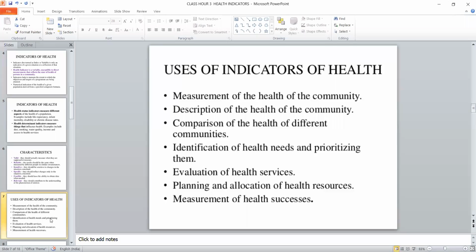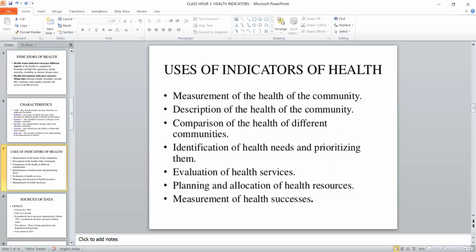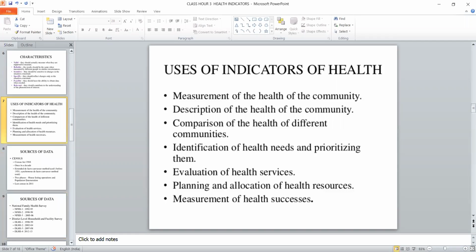The last one, we are able to measure the health successes. How many operations are successful? The indicator only can tell us. What type of treatment we should take is based on the health indicators. So these are some of the uses I have listed, but there is no fixed number of uses. For section B, you can write these 6 or 7 points.